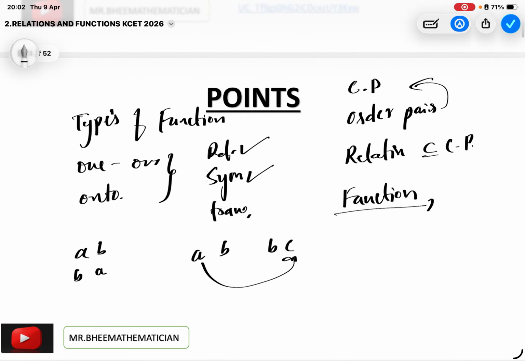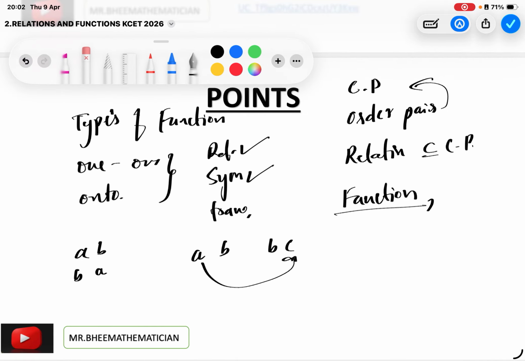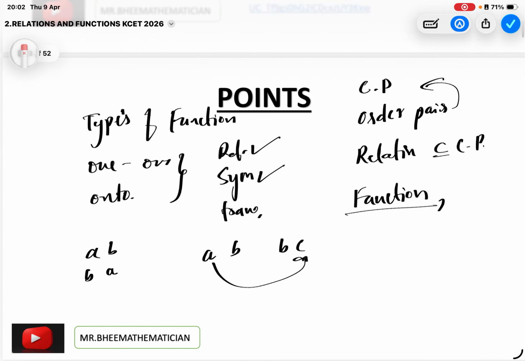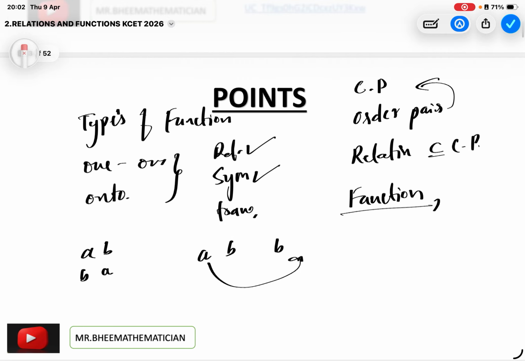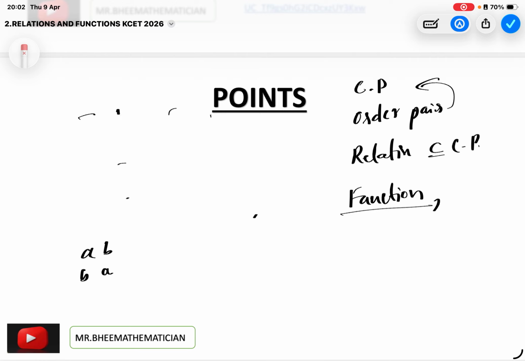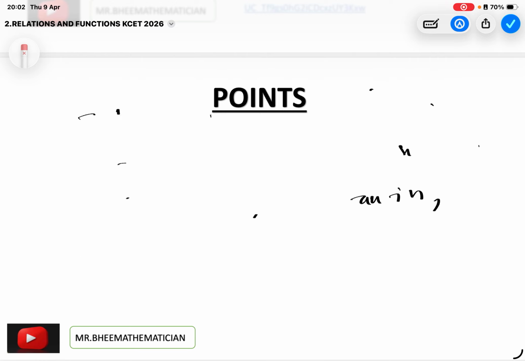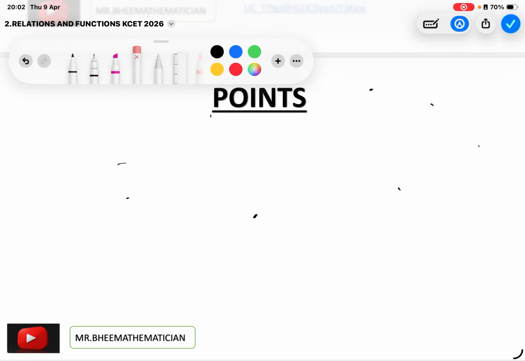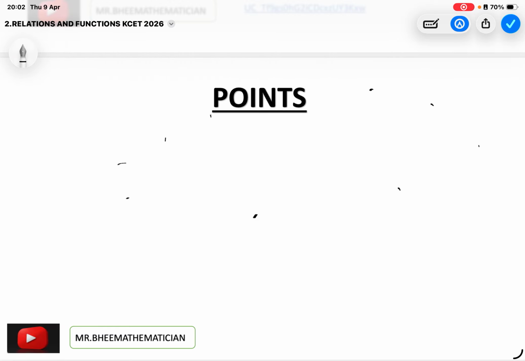And one more formula is there, that is the number of functions. What is the number of functions you should remember? I will write it here, just copy down. How many are possible and what the cases are, we will discuss one by one.